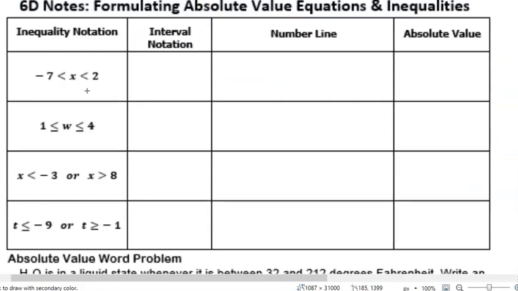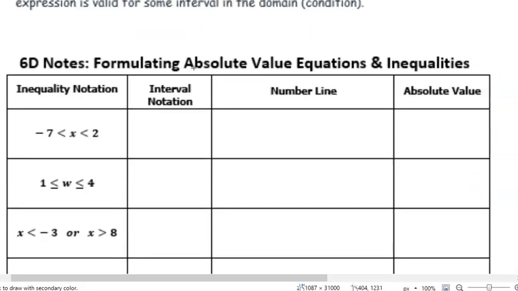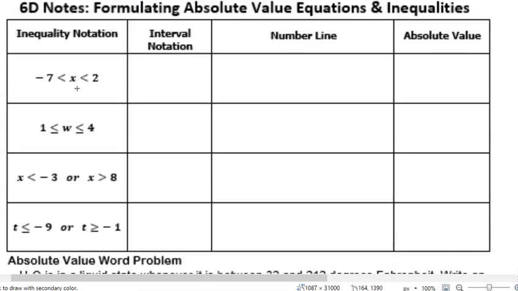Okay, let's go ahead and do the 6D notes. Formulate absolute value equations and inequalities. So, we're given the inequality notation: -7 is less than x is less than 2. The interval notation of that would be open parentheses, -7, comma, 2, open parentheses. They're both open because there's no lines underneath these inequality symbols.